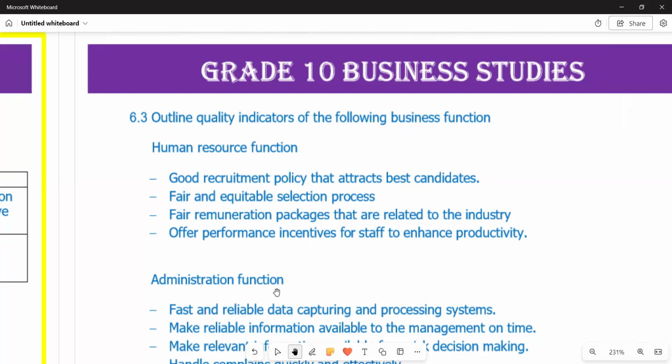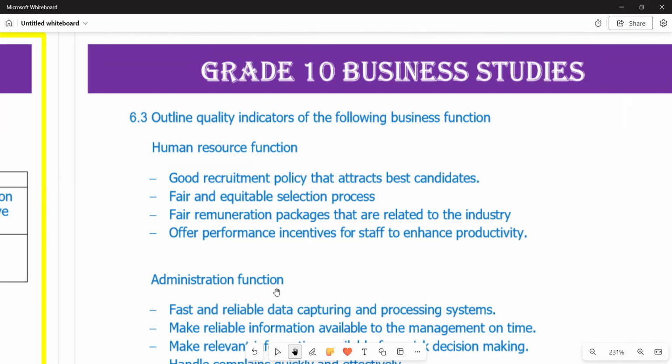So the second point is here, a fair and equitable selection process. During the selection process also, it should be seen that it is transparent, there's no corruption taking place, so that we can take the best out of the candidates that we have. On the next one, fair remuneration packages that are related to the industry. Remuneration packages are very, very effective on the success of the business.